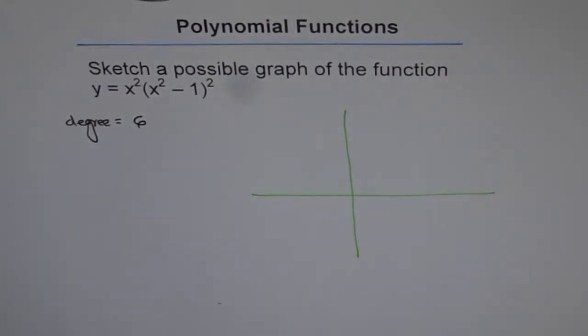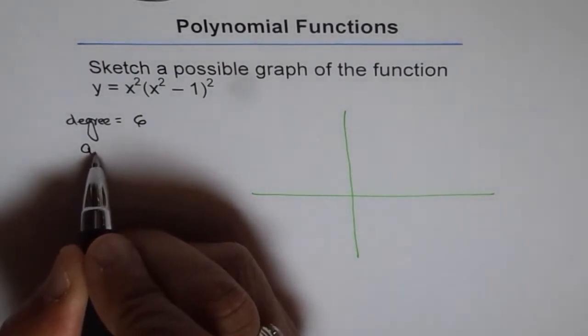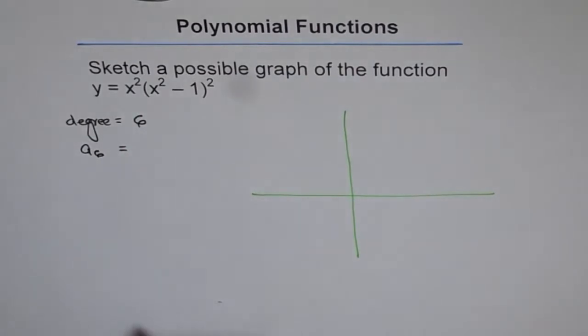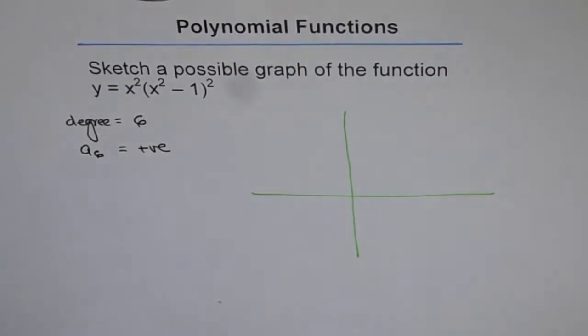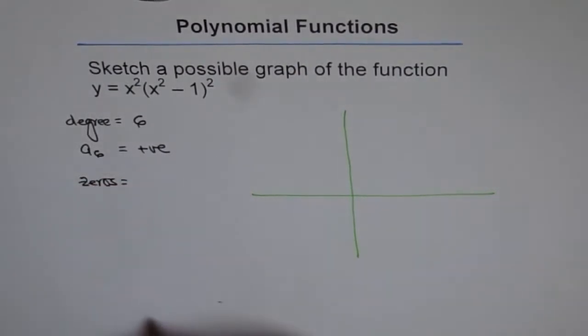Second, the leading coefficient, that means a_n. Because the degree is 6, a_6 is the leading coefficient. The leading coefficient is positive for us. Now, the third thing is zeros. Now, where are the zeros?